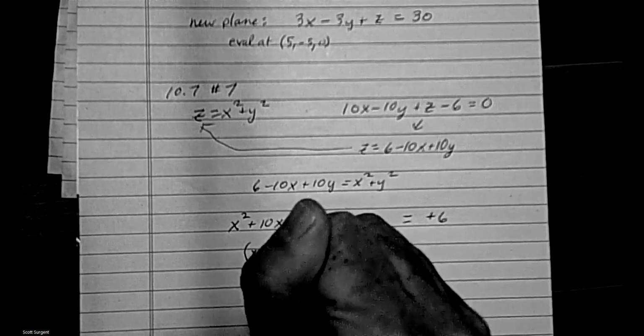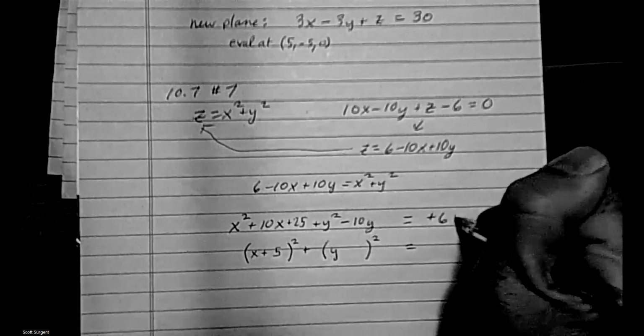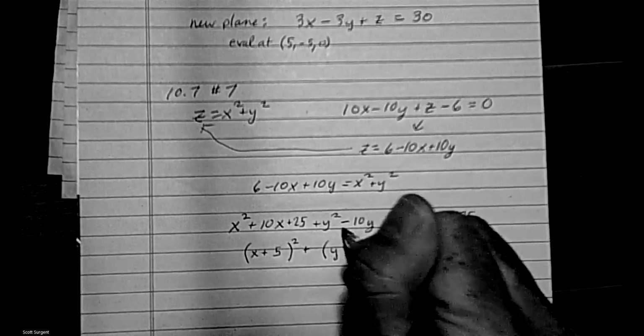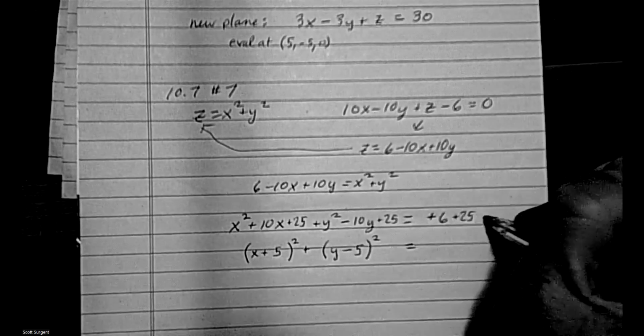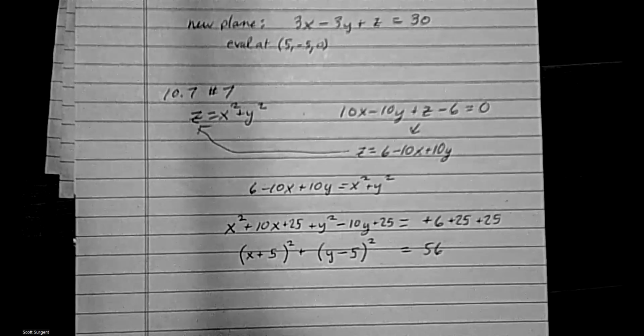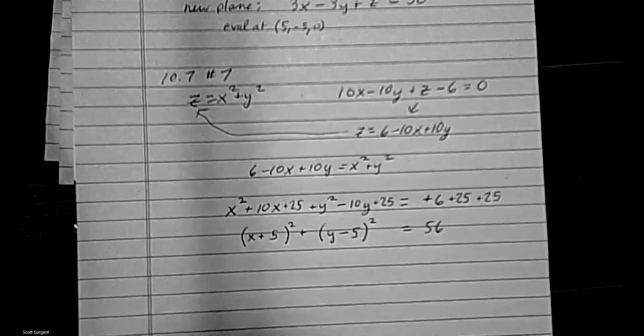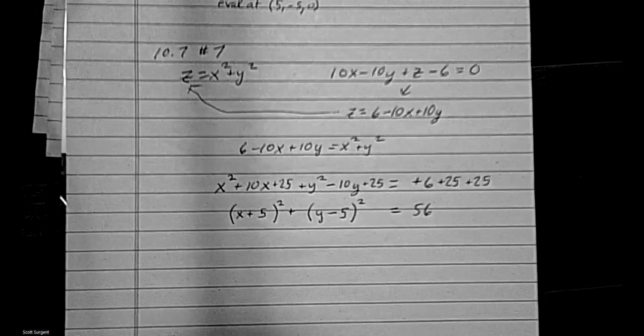So half of 10 is 5. Square of 5 is 25. So I've got to put it there and over here. And then same thing here, half of -10 is -5. Square, you get plus 25, so you get another 25 here. And you get 56. Okay. I'll pause here. So far, so good? Here, you see what I did there? Feel free to jump in if you don't.